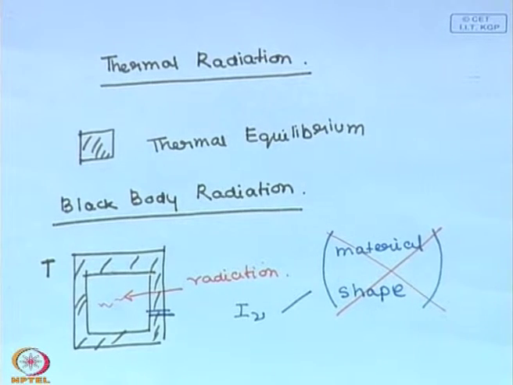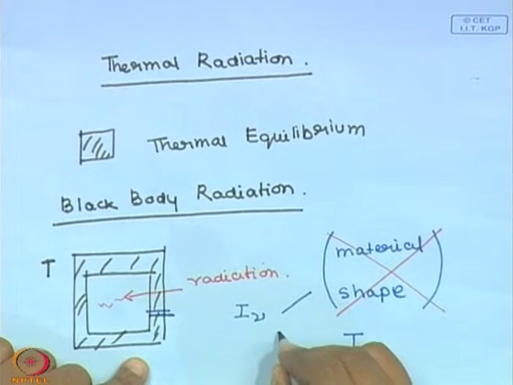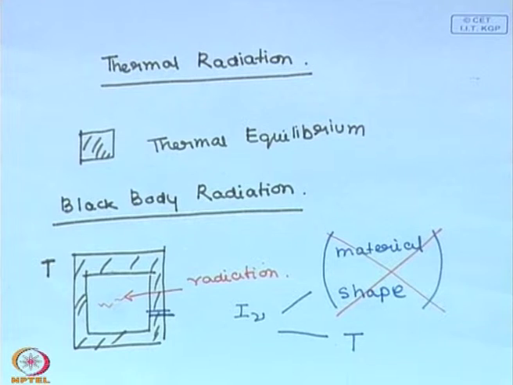Okay. It is independent of all of these things. It depends only on the temperature of the cavity. That is what we are going to see. The only property of the cavity that the specific intensity of this black body radiation depends on is the temperature. So, this is what we are going to see now.